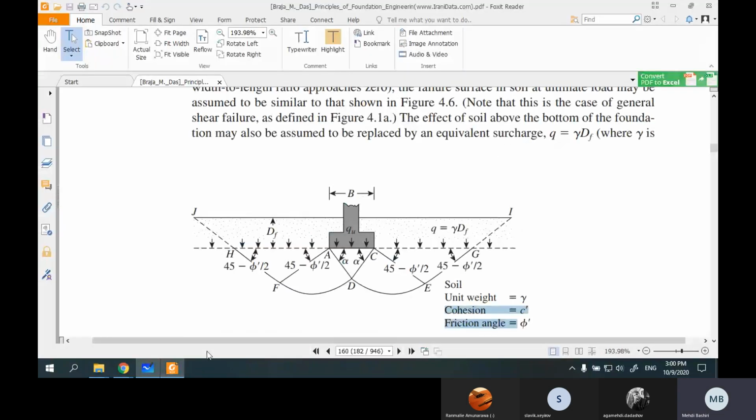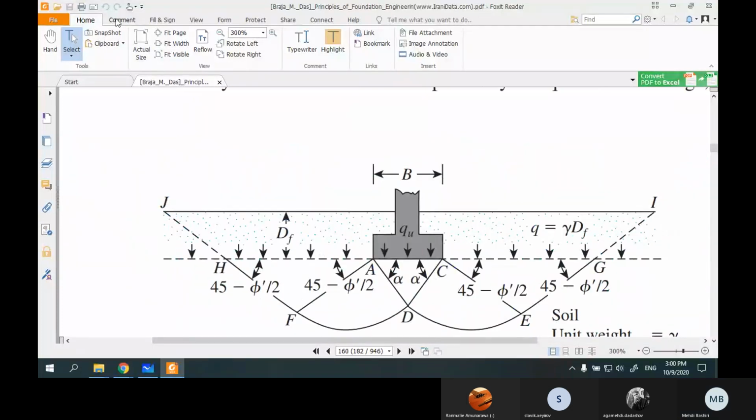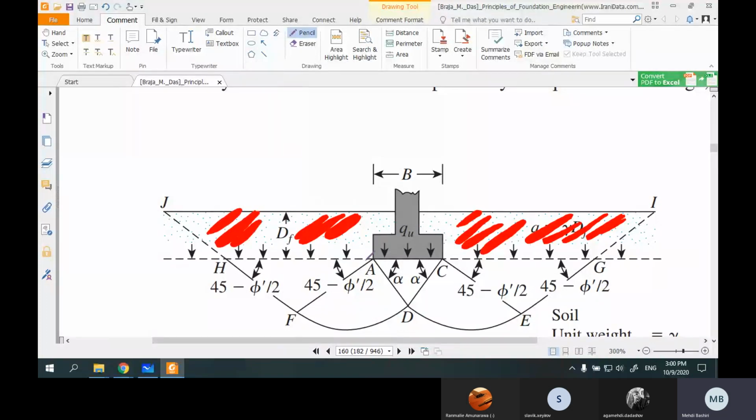If you remember, I told you that one of the terms is the weight above the foundation. Look here, this part. You can see it here. This part is the weight above the bottom line. Here you can see this is the bottom line of the foundation. Okay, this is the bottom line of the foundation.